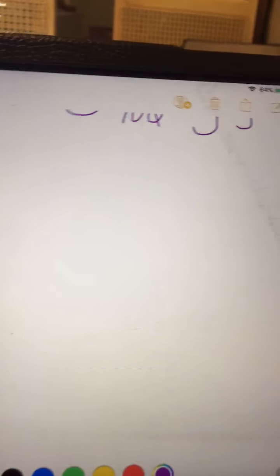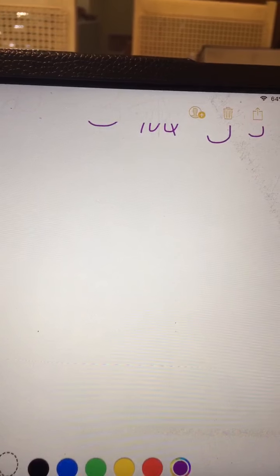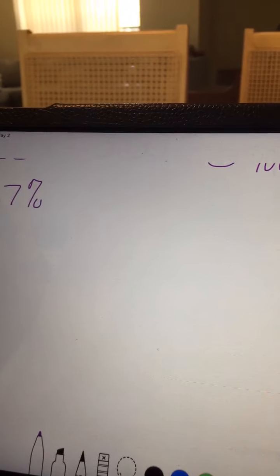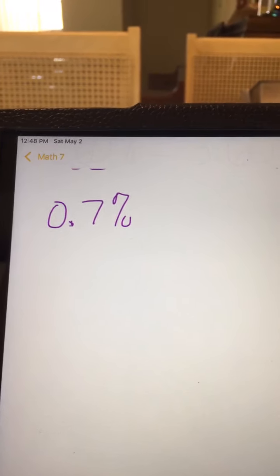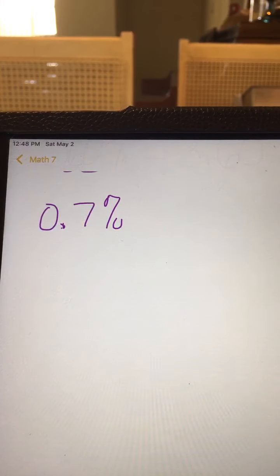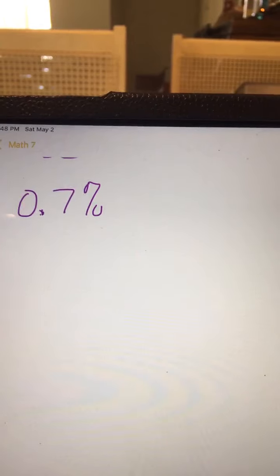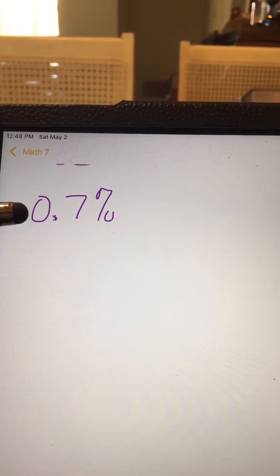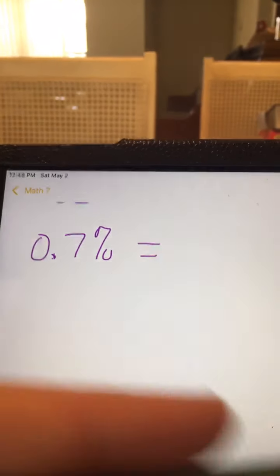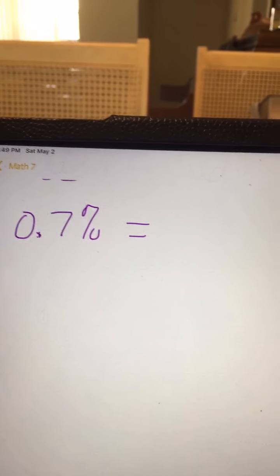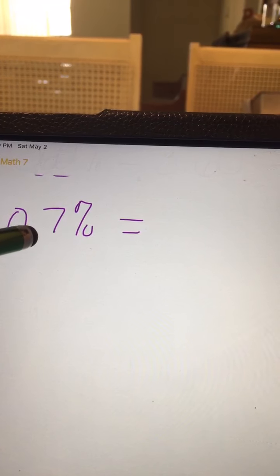Okay, now what about if I have a percent that is less than 1? Let's say it's 0.7%. That's less than 1%. It's not even on the radar, basically. It's 0.7%. Not very much at all. How do I go from this kind of percentage and put that into a decimal and then a fraction? Same way. You're going to take your decimal point, which is already there, and move it over 2 places to the left. 1, 2.